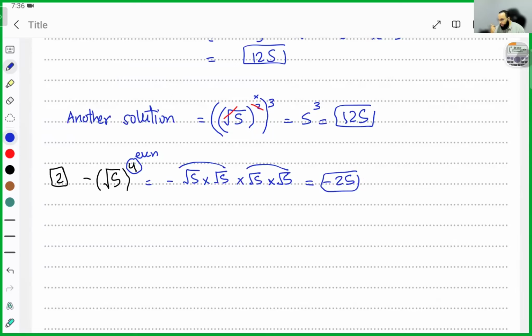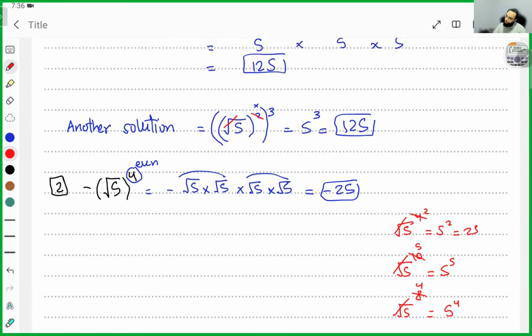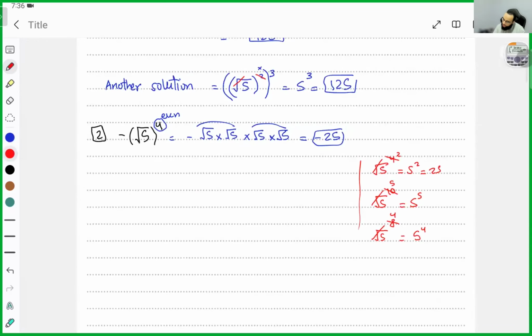So half of the power: we can delete the root with half of the power. If it is root 5 power of 4, you can delete the root with half of the power, then it's 5 power of 2, which is 25. If it is root 5 power of 10, you can delete the root with half of the power, then it's 5 power of 5. If it is root 5 power of 8, you can delete the root with half of the power, which is 4, so it's 5 power of 4 only. Okay? It's another solution if you want.